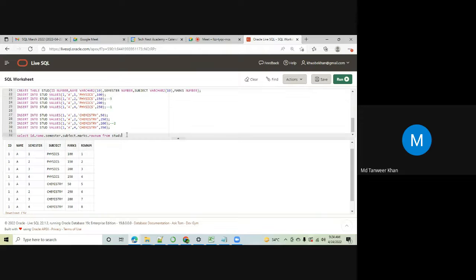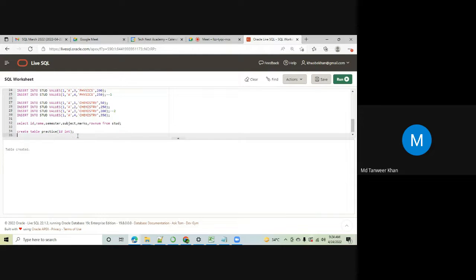Or else let me take one more example. Create table practice, with ID. I used to explain this ROWNUM. I know this is not used, but you never know if you're going for an interview; your interviewer can ask this question. So here I'm trying to insert value 1. Now let me show you ROWNUM.